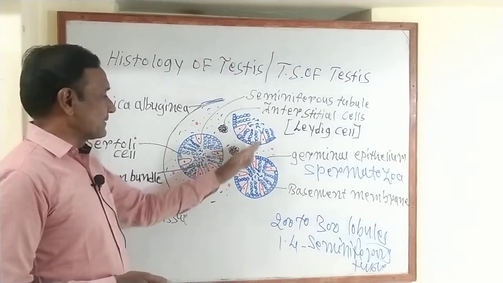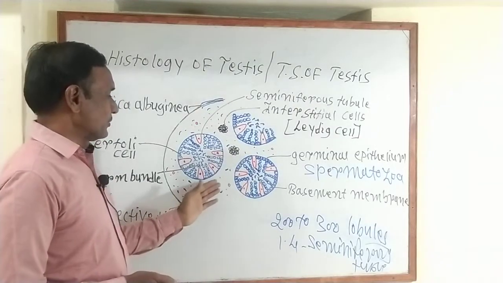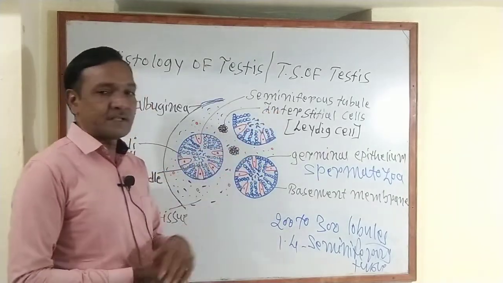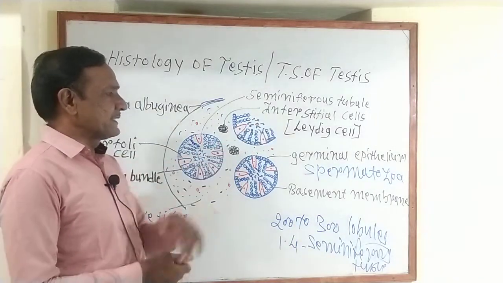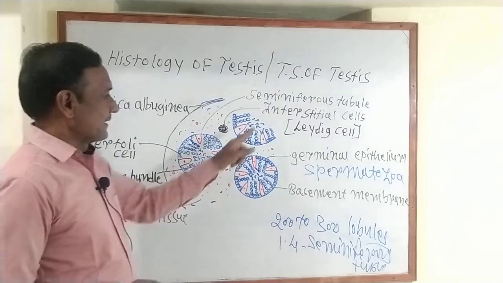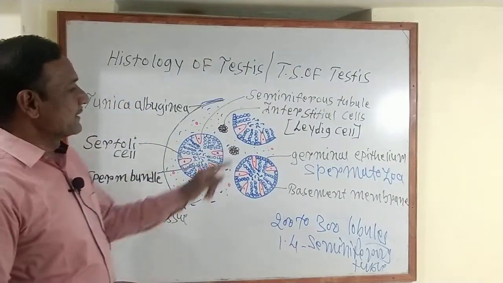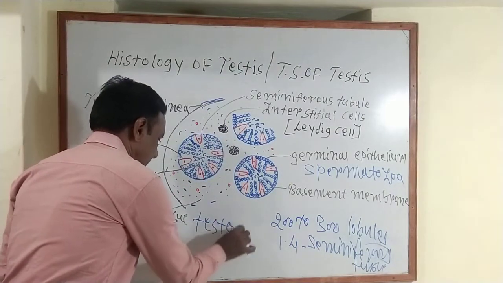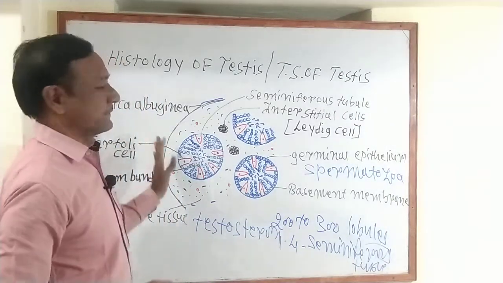Now, in between the seminiferous tubules there are connective tissue, blood vessels and a group of small cells. They are called the interstitial cells, also called Leydig cells. These interstitial cells secrete the male sex hormone, which is called testosterone, or androgen.